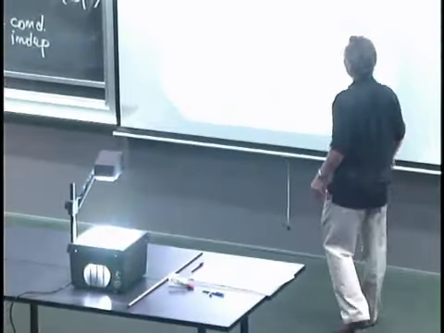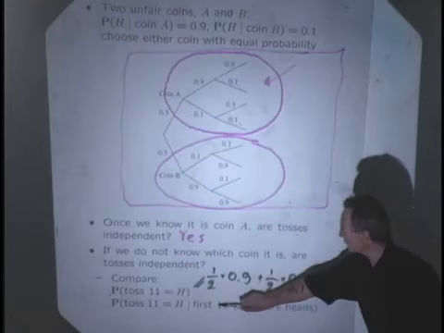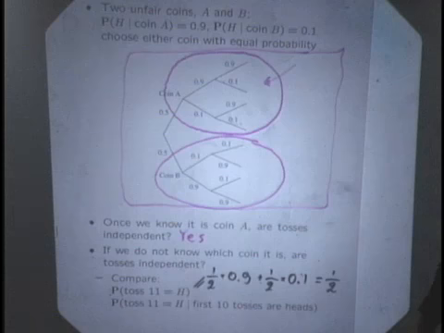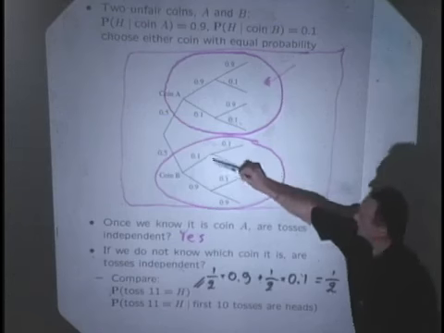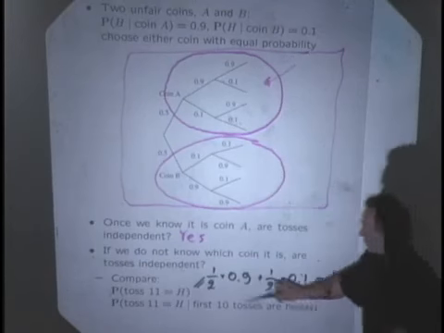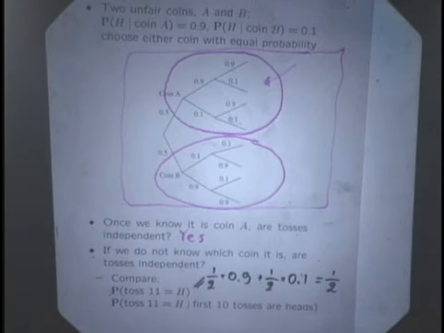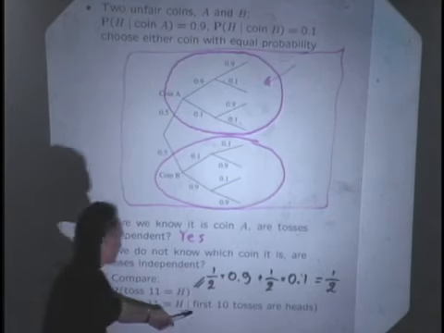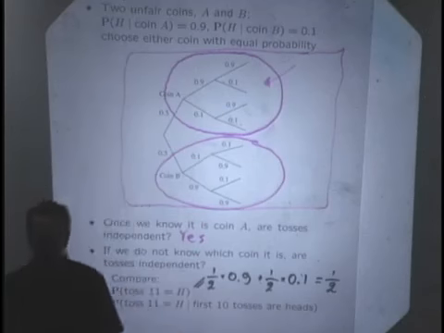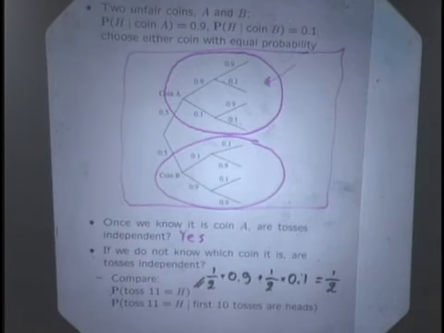If it's coin B, the probability of obtaining 10 heads in a row is negligible. It's going to be 0.1 to the 10th. If it's coin A, the probability of 10 heads in a row is a more reasonable number. It's 0.9 to the 10th. So this event is a lot more likely to occur with coin A rather than coin B.